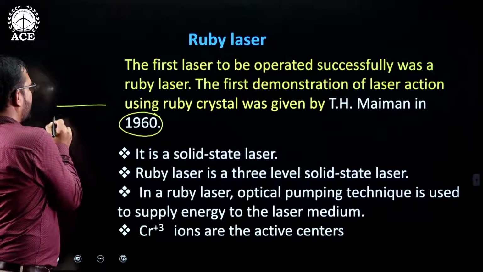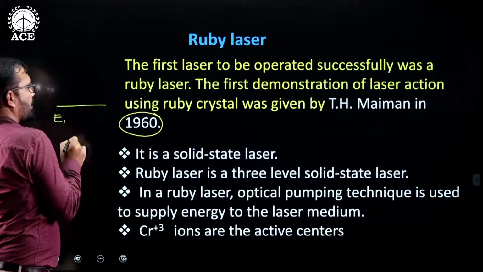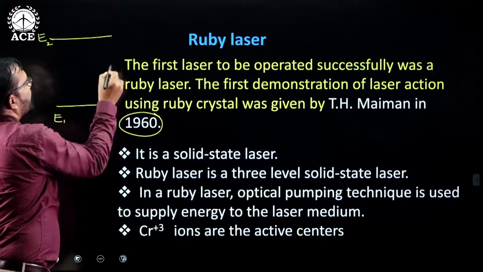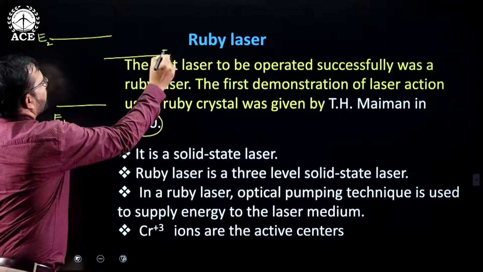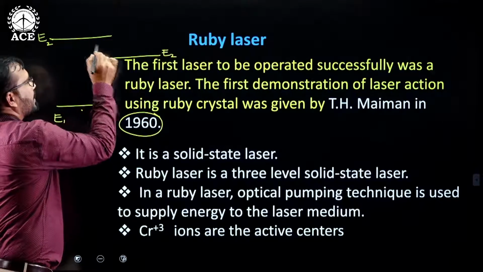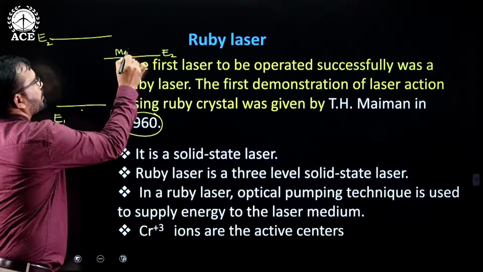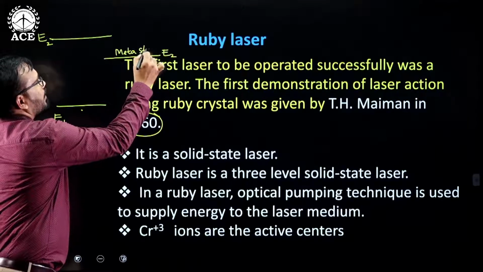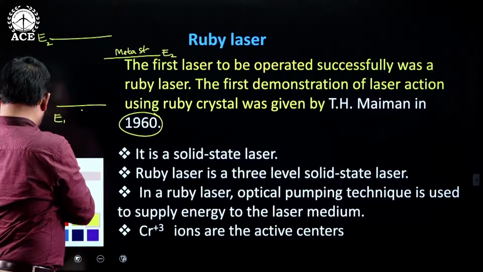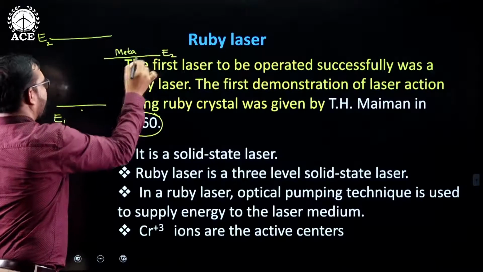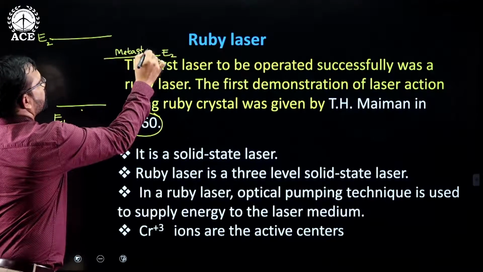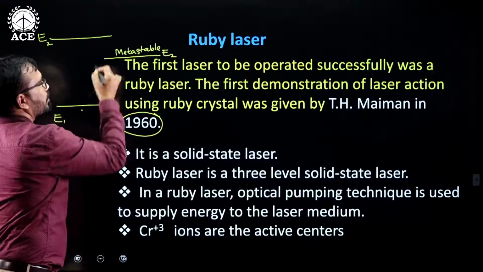For example, there is the lower energy level and the excited level. There is one more level, that is the E2 level. So: ground state, excited state, metastable state. Meta and stable you have to write jointly. This is the metastable state. 3 levels.